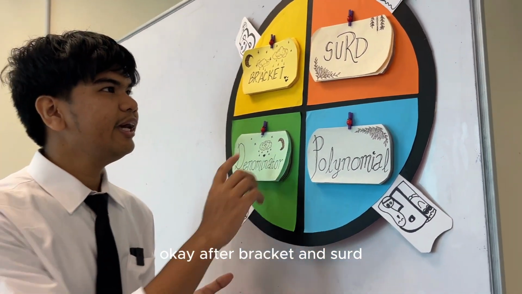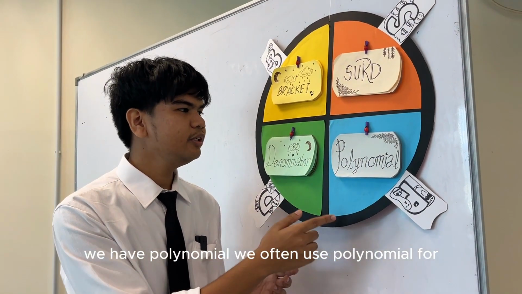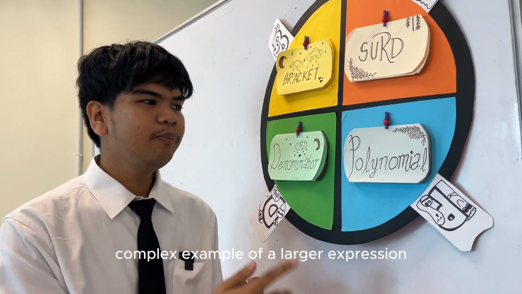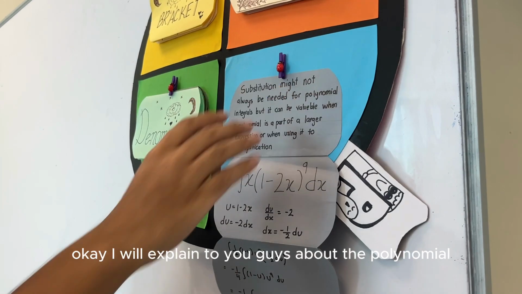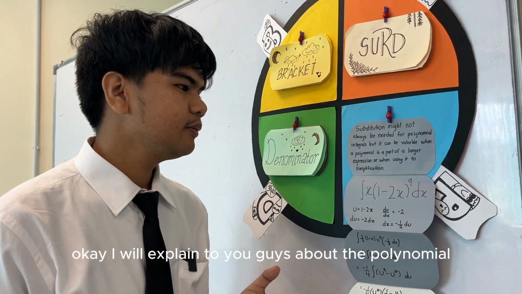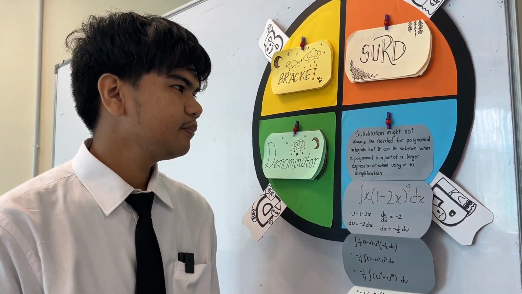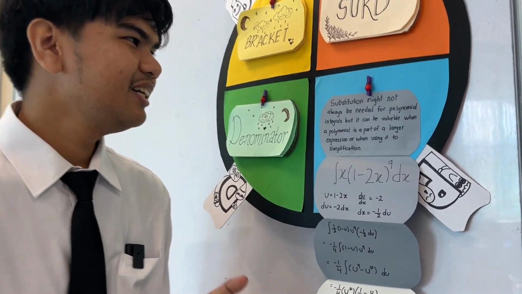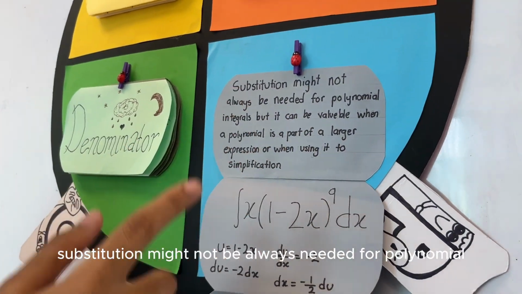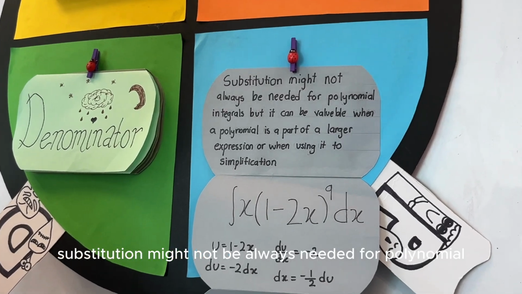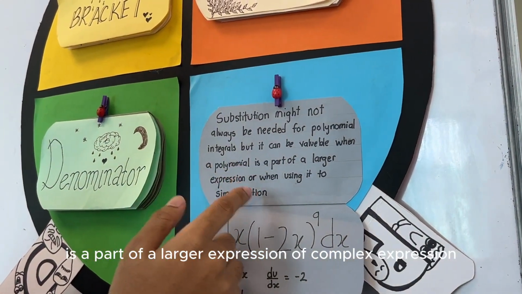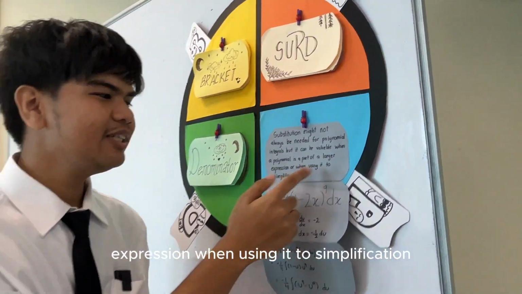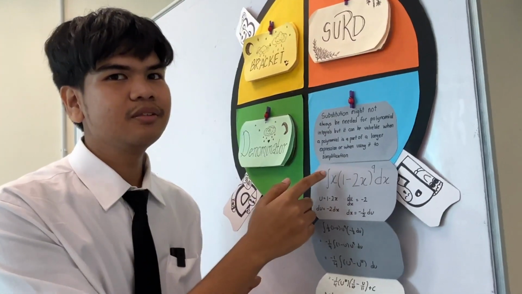Okay, after bracket and root, we have polynomial. We often use polynomial for a complex example or a larger expression. Okay, I will explain to you guys about the polynomial. First of all, substitution might not always be needed for polynomial, but it can be valuable when a polynomial is a part of a larger or complex expression when using it for simplification.